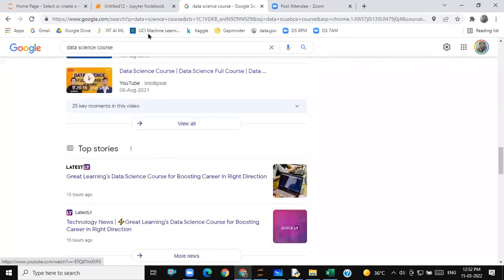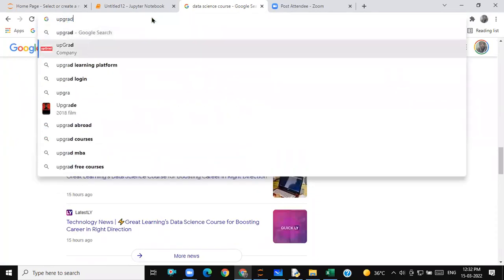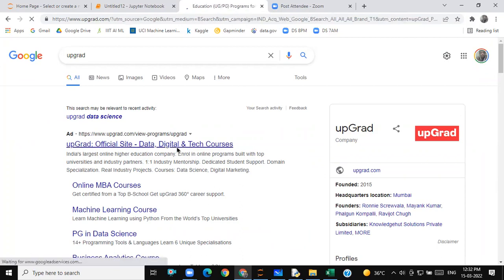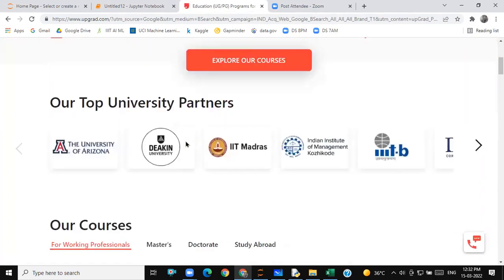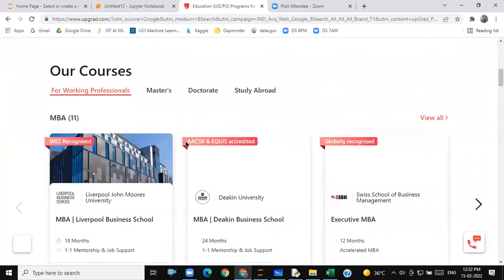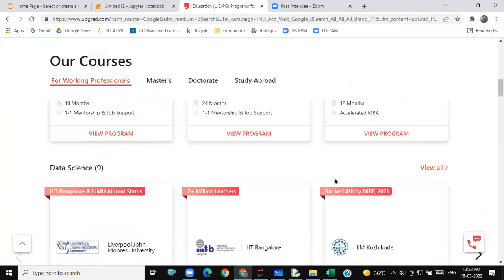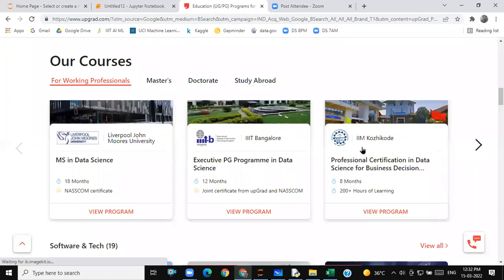If you see portals like Udemy or Upgrad, which is an online platform, you can see a lot of online courses. The minimum requirement is going to be 12 months of time. They are collaborated with different institutes, so it is 18 months, 24 months, 12 months. The minimum requirement is 12 months, and 8 months when collaborated with IIM. So it is going to be data science from IIIT.